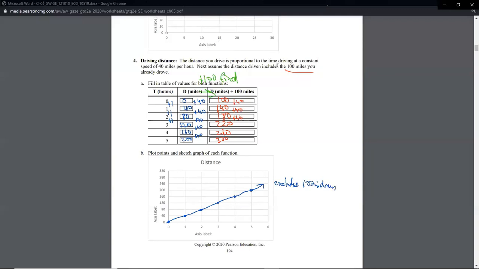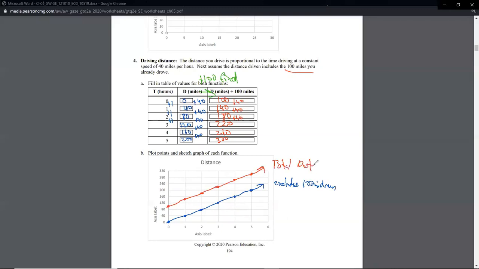Then in red, what we're going to notice is we're just going to take this blue thing and lift it up exactly what that extra mileage was, that extra 100 miles. So that's a height of 100, then 140, 180, 220, 260, 300. Continue on, and that's the total distance driven.